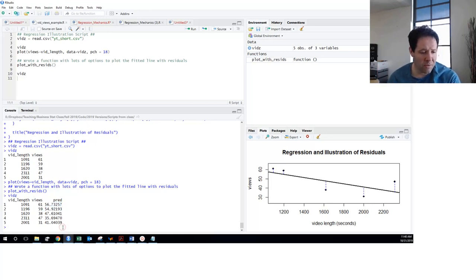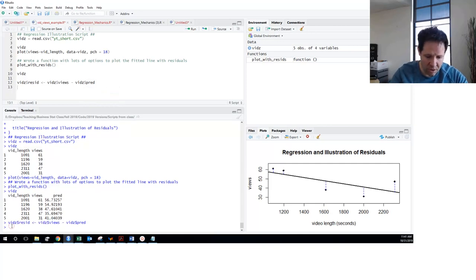How then would we compute the residual, this vertical distance between the regression line and the point? Well, all we do is create a new variable, call it resid. That new variable I'm just going to take as the difference between the y variable, so the height of that point, vids views, so 61 in the case of the first observation, and then I just subtract off the prediction.